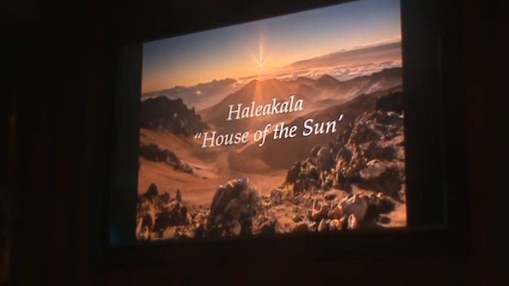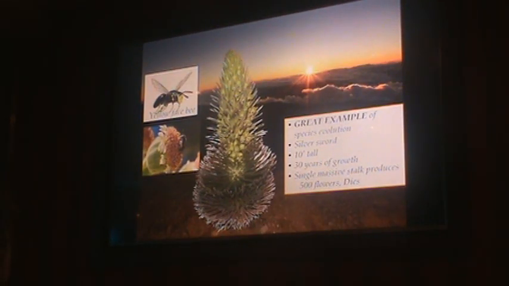At Haleakala, however, there are a few species that are endemic and native here. We're going to go back to Haleakala, House of the Sun. And here's a really cool species the scientists have been studying. This is called a silver sword. It's endemic, as an example. It's only found here on the islands of Hawaii.